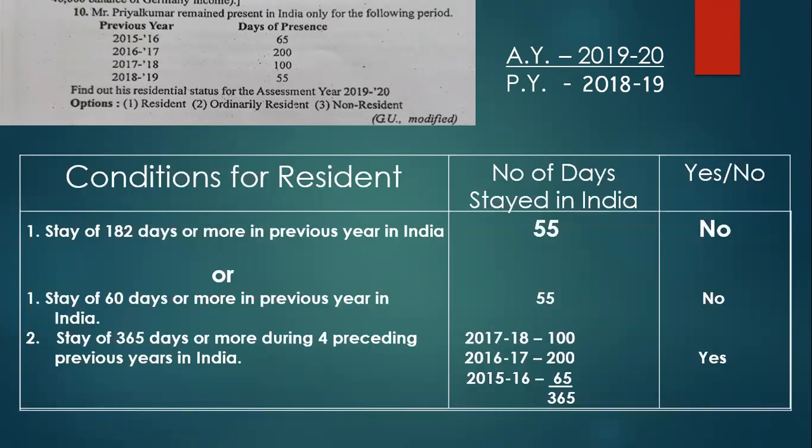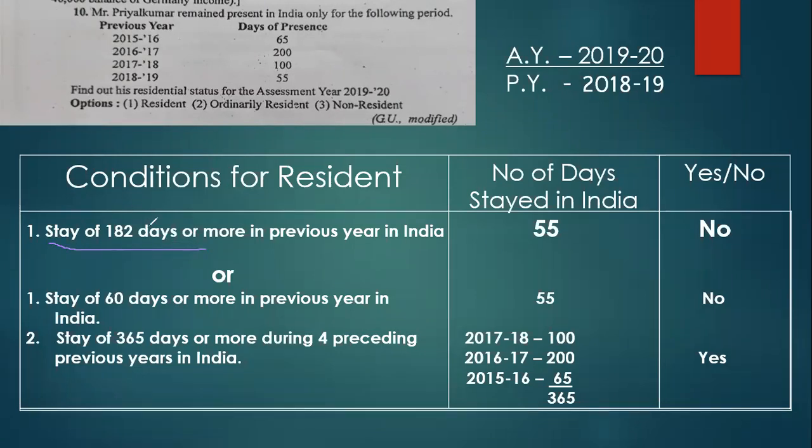Now see, we have written the first condition. You can see that here it is written the first condition, that stay of 182 days or more in previous year. This is our first condition. So this is our first condition. We have to check it out.